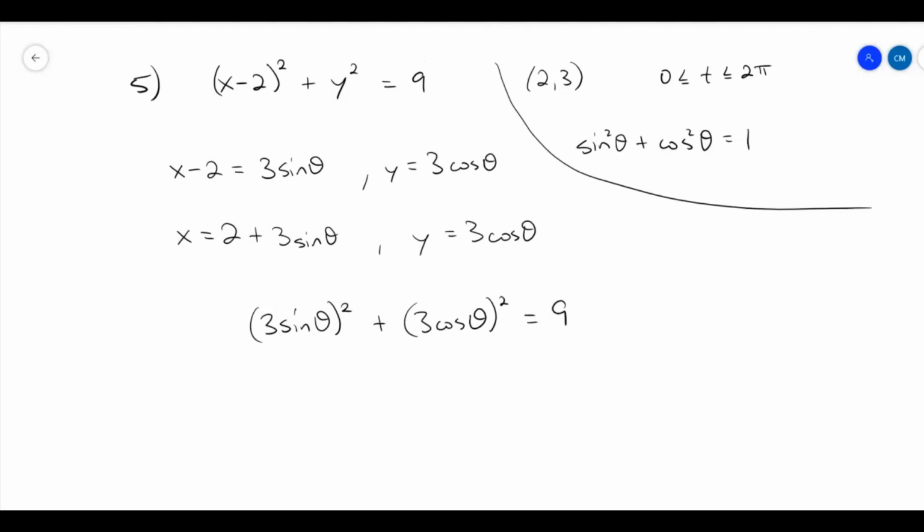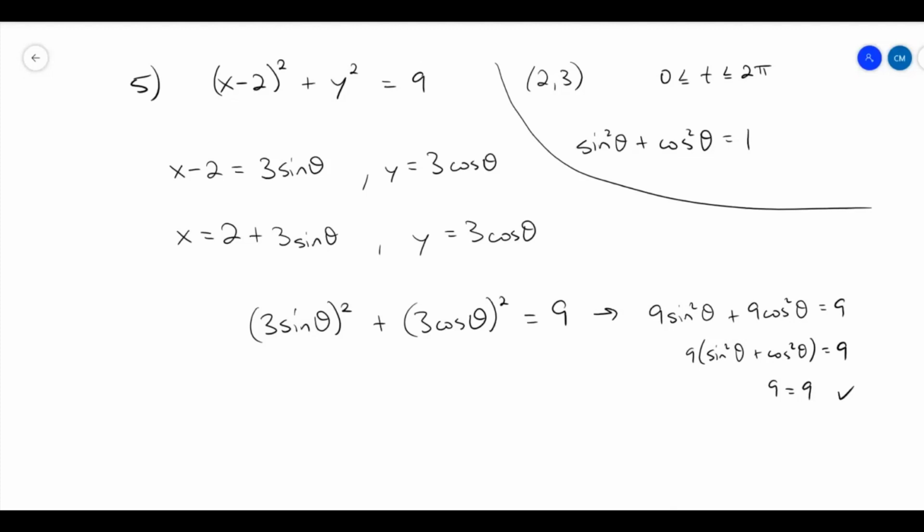If I have chosen a good parameterization here, then I will end up with a true statement after I make this little substitution. And it seems that I do, right? Because this becomes 9 sine squared theta plus 9 cosine squared theta equals 9. Is that true? I think it is, because look what happens when you factor the 9 out. You're left with sine squared plus cosine squared, and we know what that is, right? That's just 1, so we get 9 equals 9. So this is a good parameterization, okay?